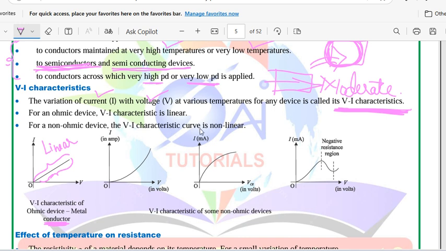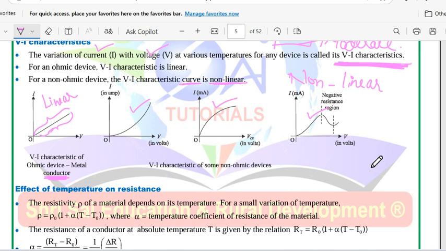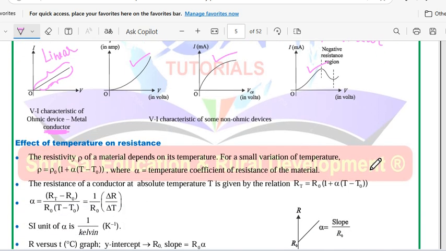For non-ohmic devices, the VI characteristic curve is non-linear. The curve is non-linear. So if you consider non-ohmic devices, the VI characteristics are always non-linear. This is the non-linear one. So this is the VI characteristics of ohmic and non-ohmic devices.